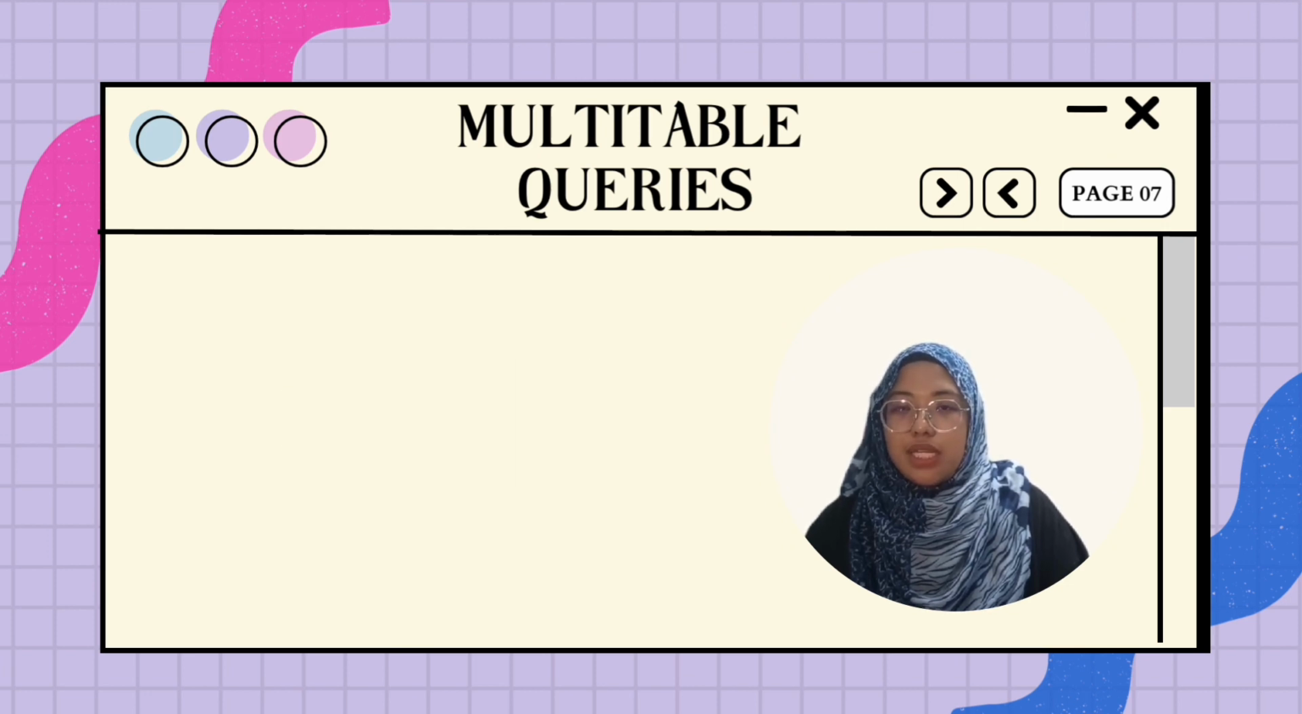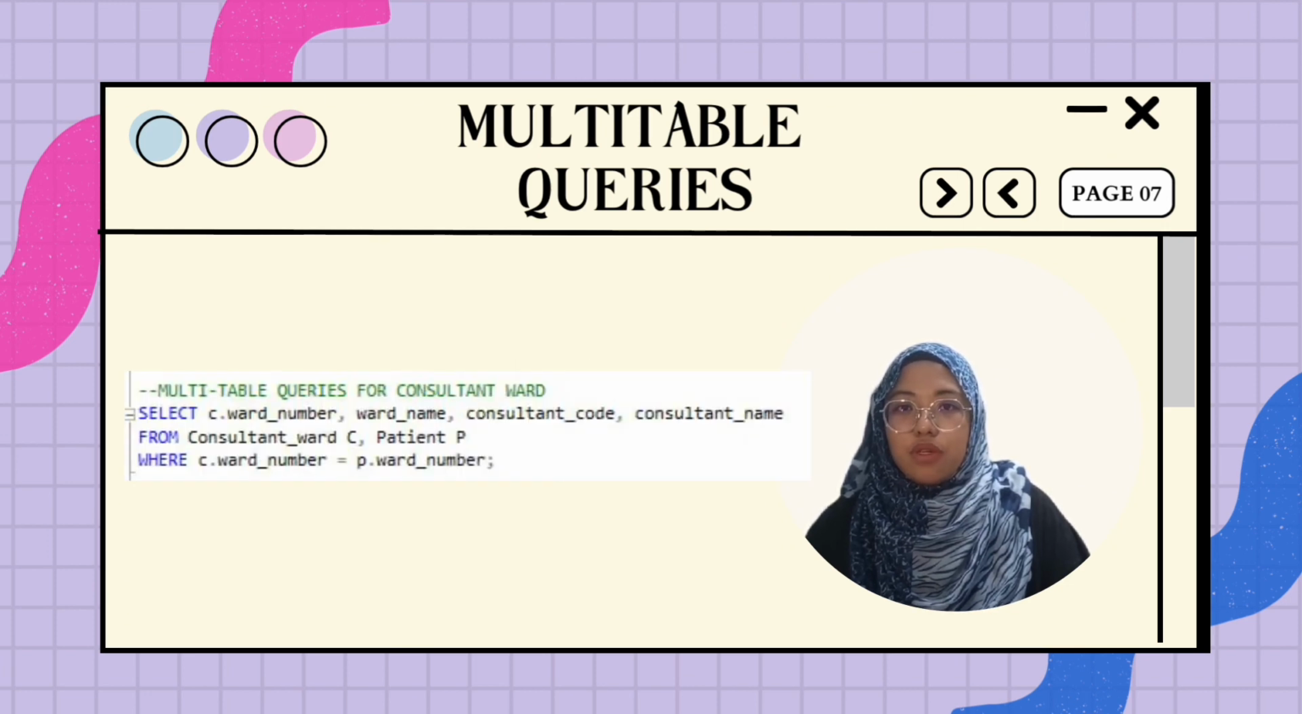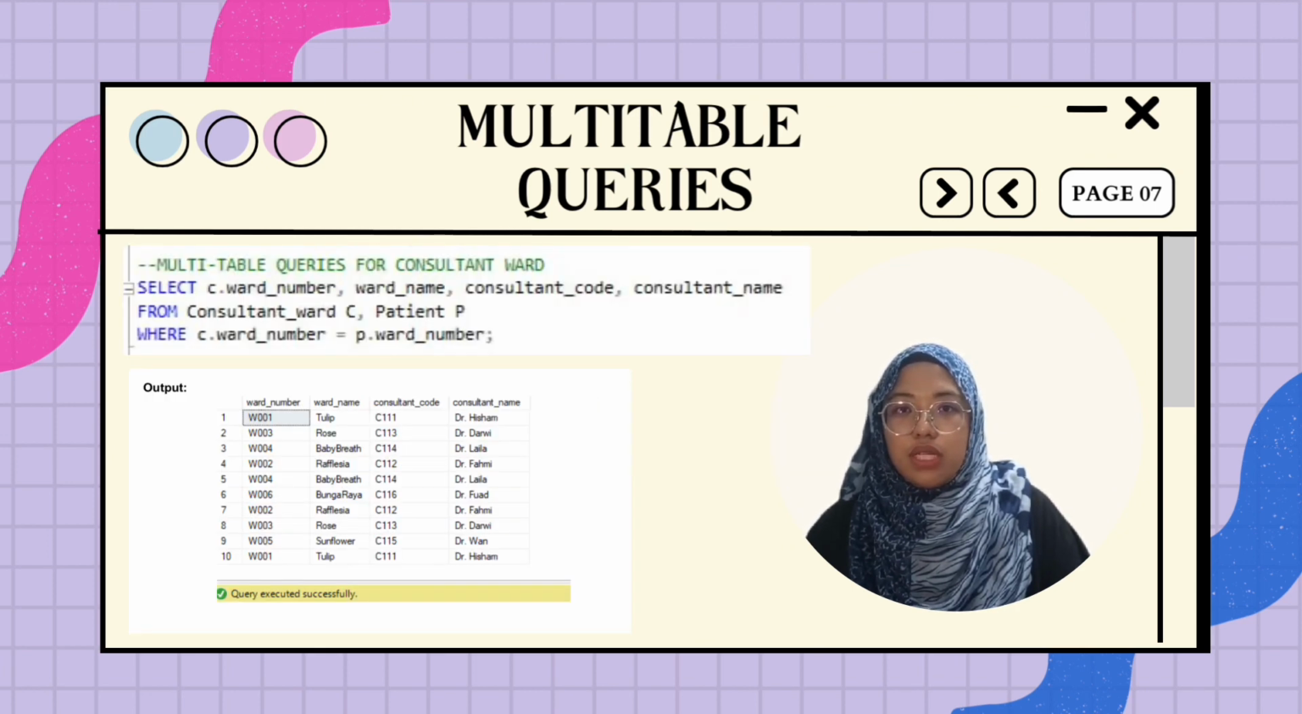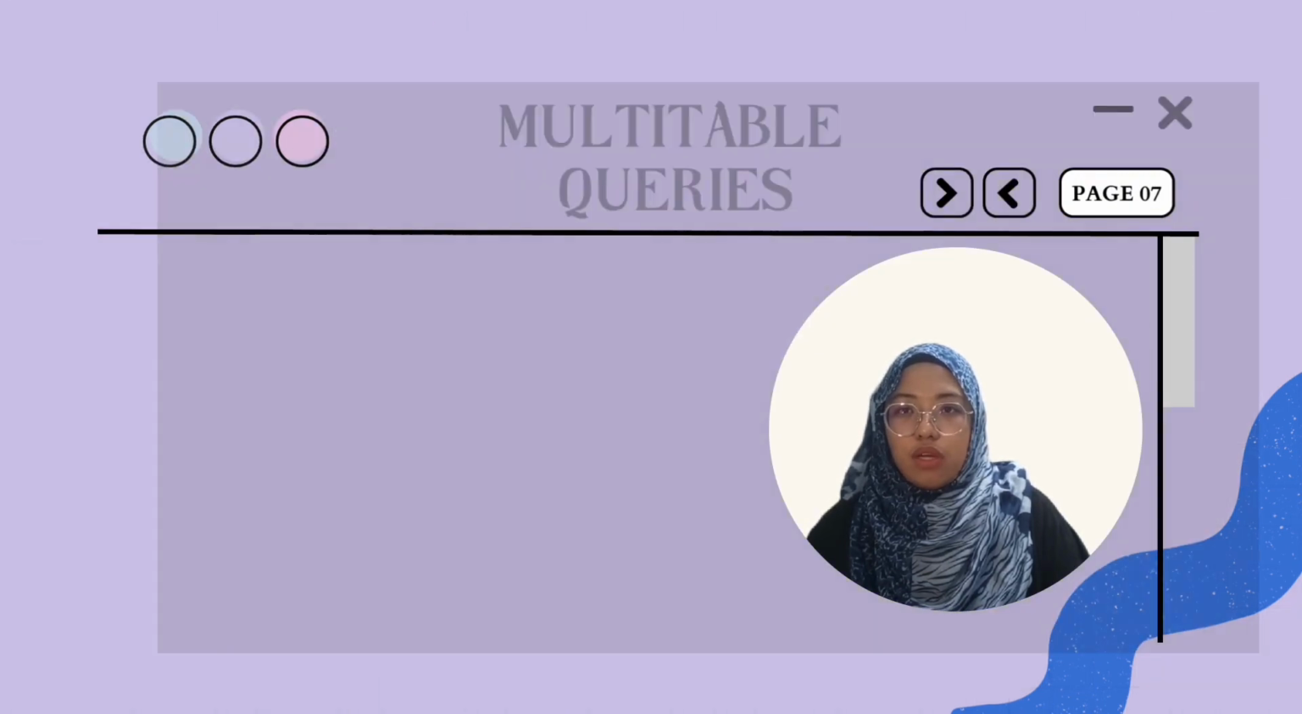For example, the data is being selected from consultant ward, where C stands for consultant ward and P stands for patient. The data being selected are ward number, ward name, consultant code and consultant name. The where statement shows that the ward number for consultant ward and patient are the same. The result shows that the ward details from consultant ward are the same as the patient ward data.